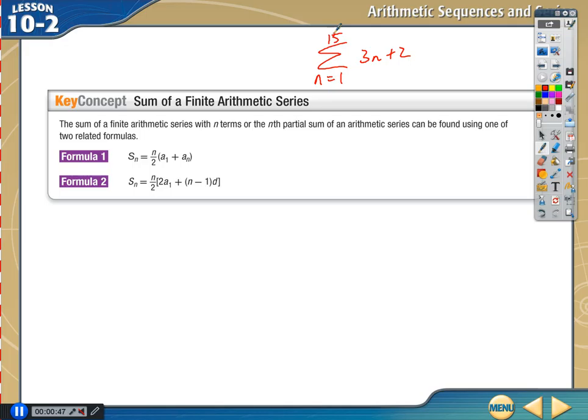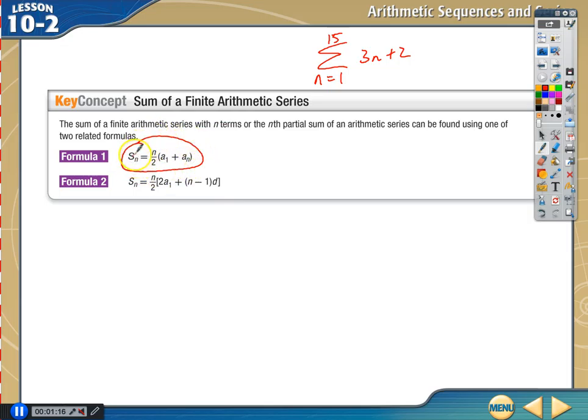Well, some math people got going and started thinking, hey, if I have an arithmetic sequence, like I do here, and I want to add up the first 15 terms, is there an easier way to do this? Because they didn't have calculators back then. And they said, well, yeah, I came up with this formula right here. Okay? And this will find the first n terms and add them up. That's your one. So let's take a look at this.